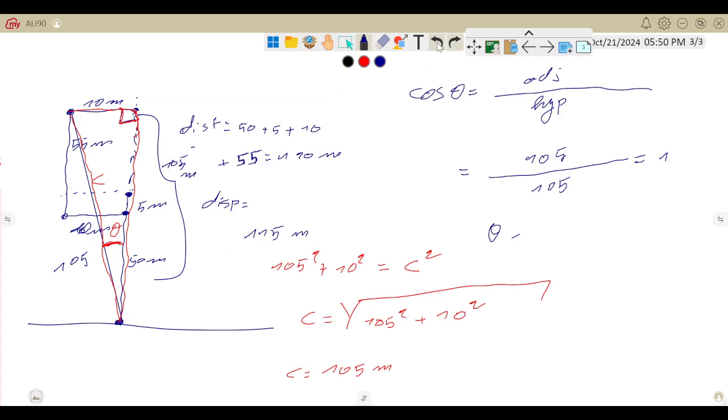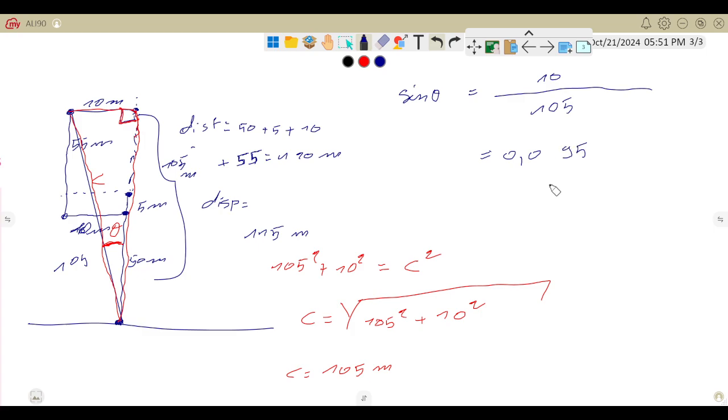So let's try with the sine and see if it's going to give a more convenient value here. The sine of theta is the opposite, 10 meters, divided by the hypotenuse, 105. If we divide 10 by 105, that's giving 0.095. So this is the sine of theta. Calculating theta means applying sine to the power of -1, or arcsine, of this value here.